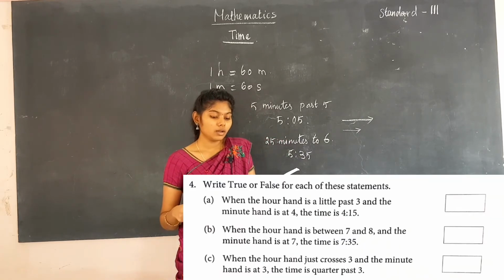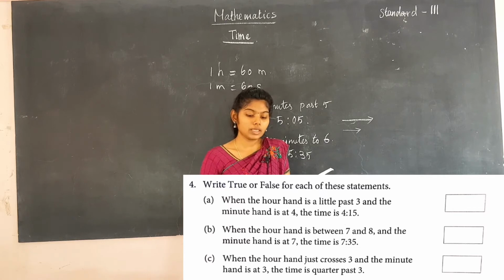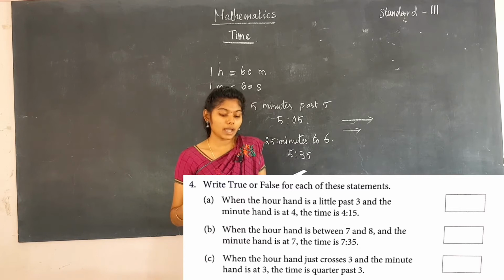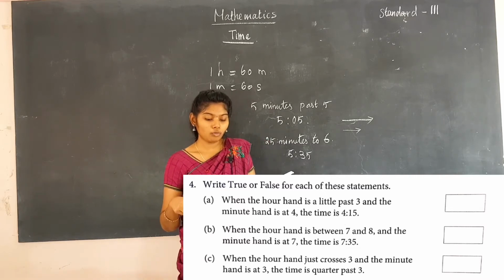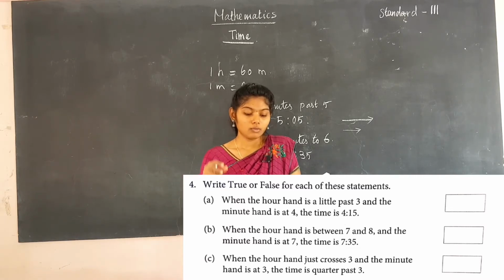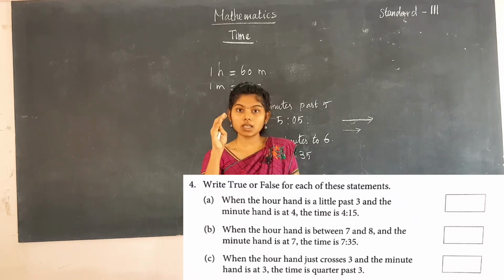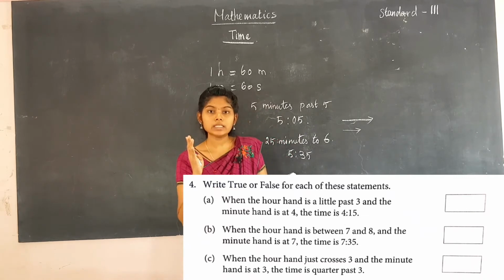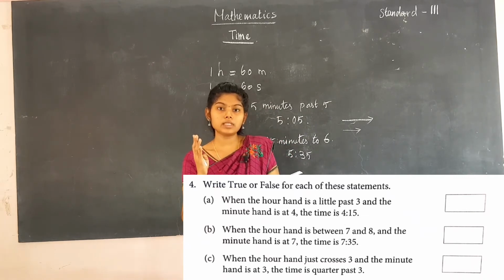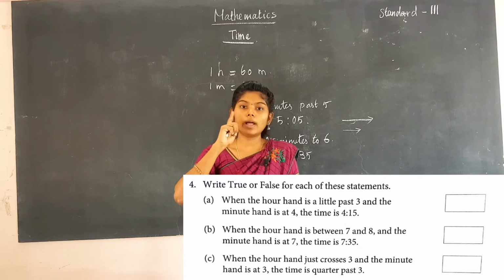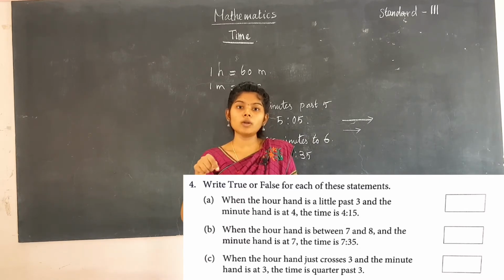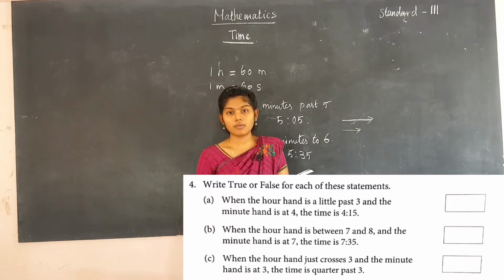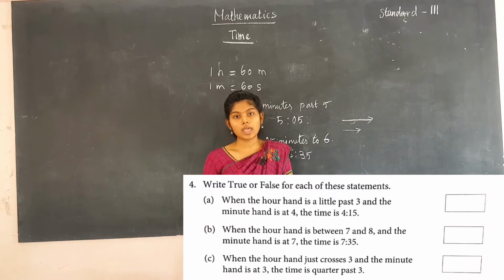And the last one, write true or false for each of these statements. When the hour hand is a little past 3 and the minute hand is at 4, the time is 4:15. So see here, the hour hand is just past 3 and the minute hand is at 4. The minute hand at 4 means it will be 20 minutes. At 12 it is 0 minutes, right? Then at 4 it is 20 minutes. And what is given here is the time 4:15. So it is wrong, so you have to say false.